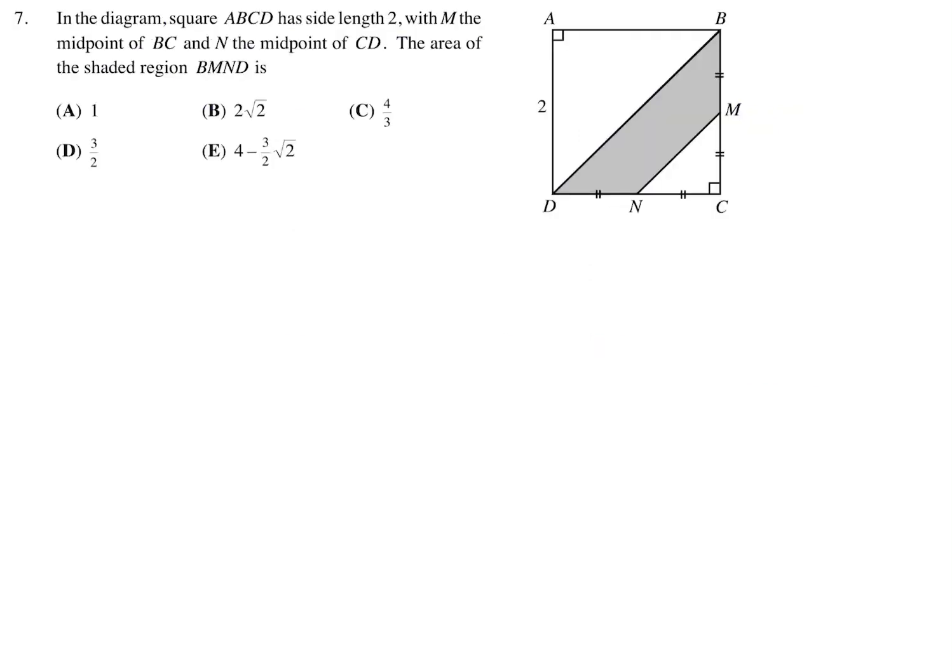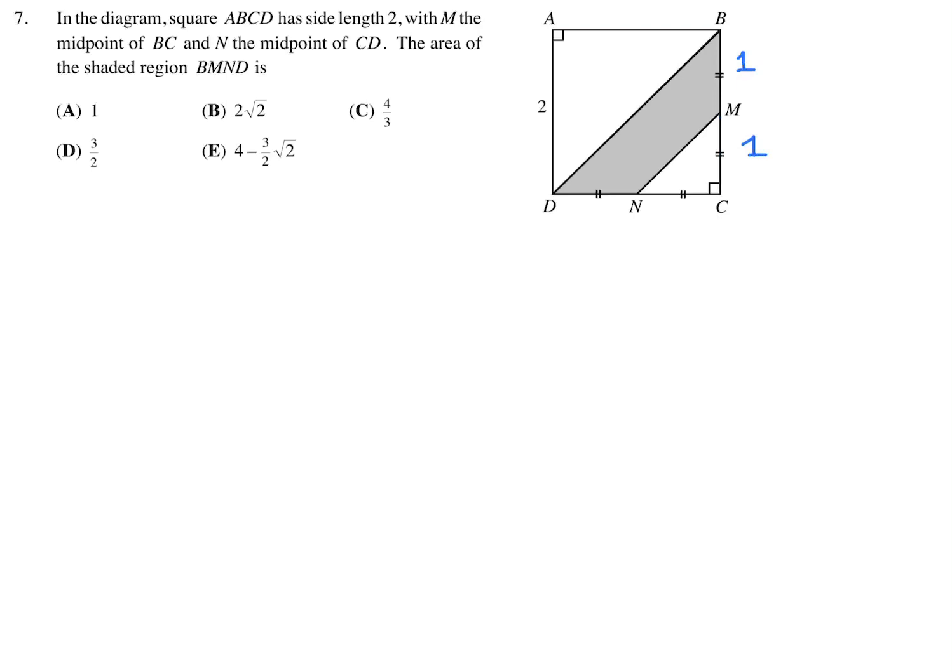In the diagram, square ABCD has a side length of 2, with M as the midpoint of BC and N as the midpoint of CD. The area of the shaded region BMND is... All right, so M right here is the midpoint. So that basically means that this is 1 and this is also 1 right here.